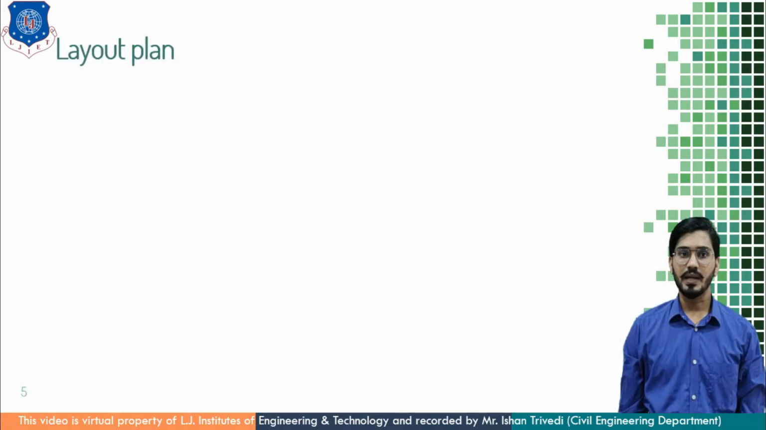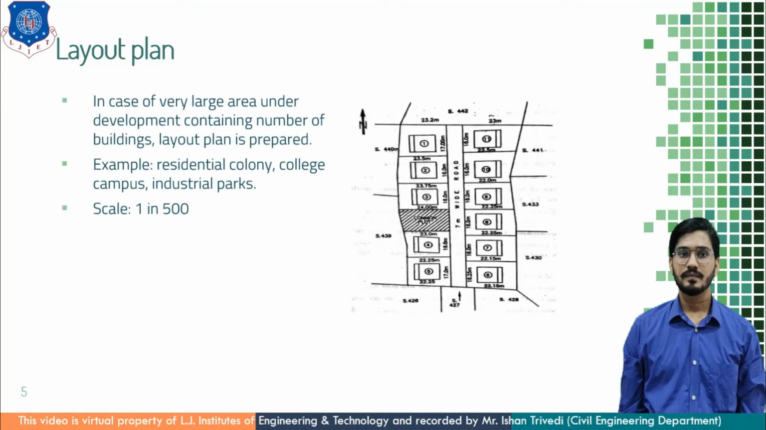Next is layout plan. In case of a very large area under development containing a number of buildings, a layout plan is preferred. Examples are a residential colony, college campus, and industrial parks. In this layout plan, the locations of various buildings, roads, amenities, parks, landscaping, and refreshment areas are included. Here, the scale is 1 in 500. It also shows the direction of north in the plan area.